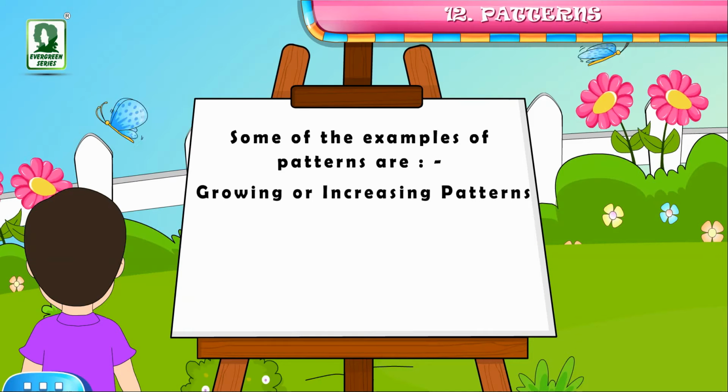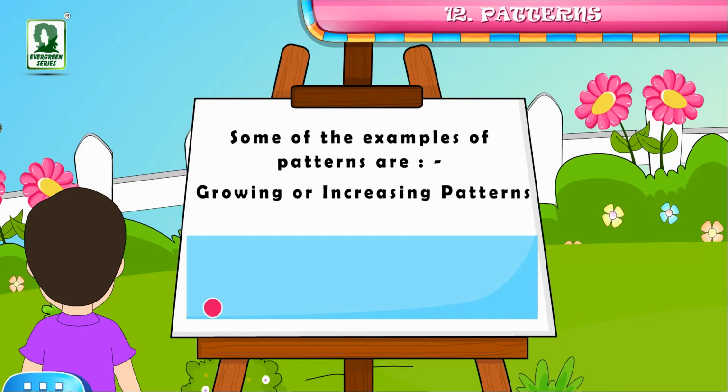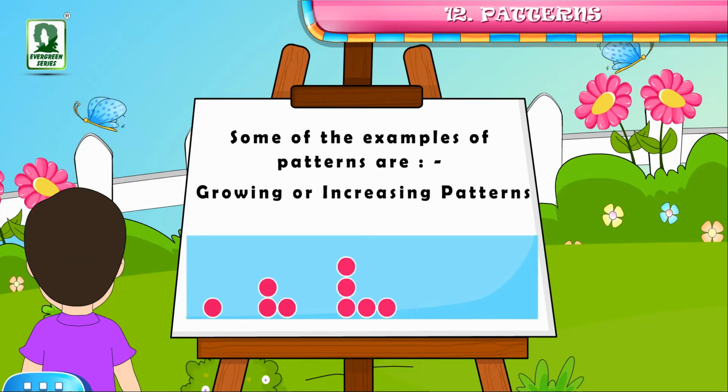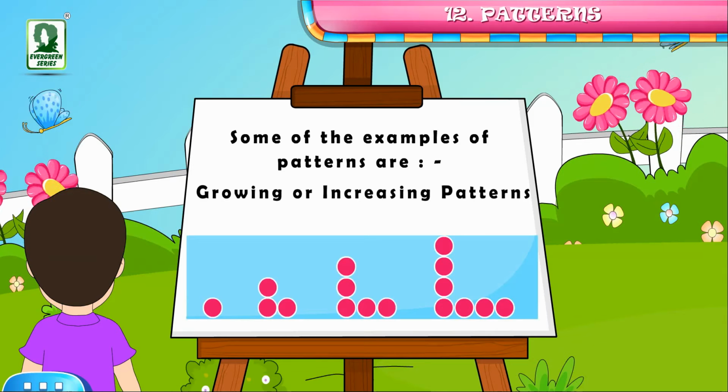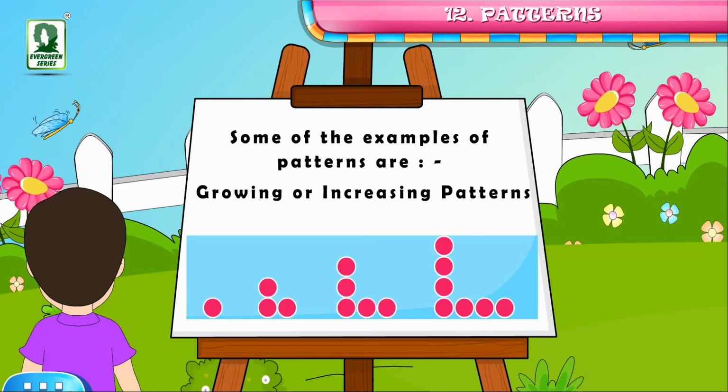Growing and increasing patterns. 1 circle, then 3 circles, then 5 circles, then 7 circles. This is a growing and increasing pattern, adding 2 circles with each step.